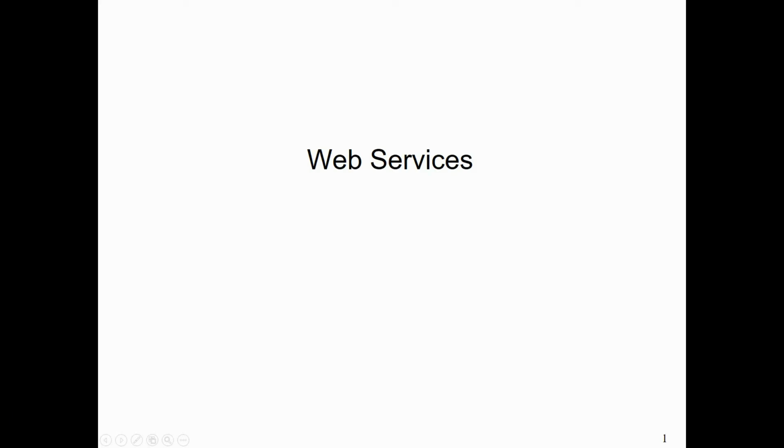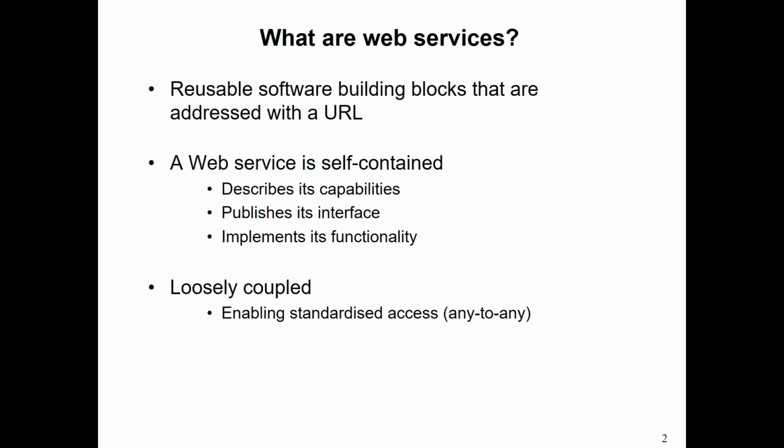Today we're going to speak about web services, giving a very quick overview of what they are and a quick overview of the two major types of web service. First of all, what is a web service? Well, it's a reusable piece of software that is addressed using a URL. That means it can be accessed over the internet.